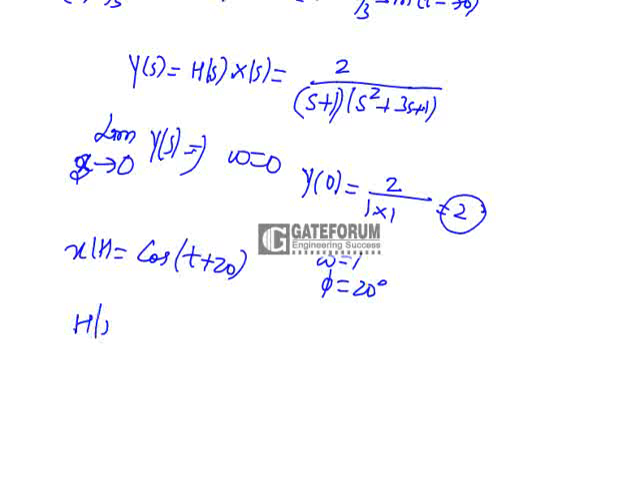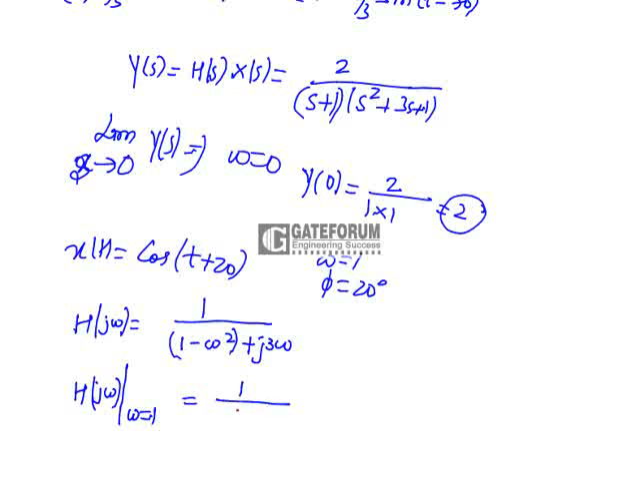Now what is H(jω)? H(jω) can be written as 1/((1 - ω²) + j3ω). Now what is H(jω) at omega equal to 1? This is equal to 1/(0 + j3). So the magnitude at omega equal to 1 is 1/3. What about the phase? Phase is equal to minus 90 degrees.